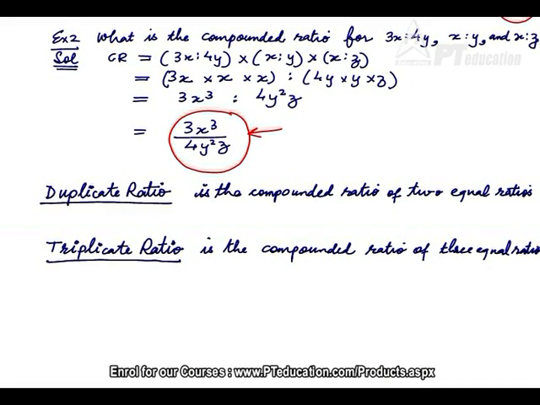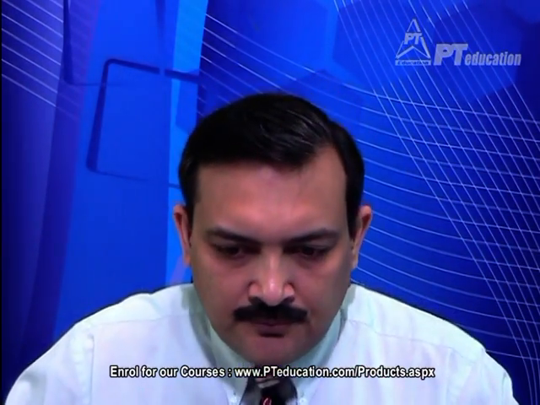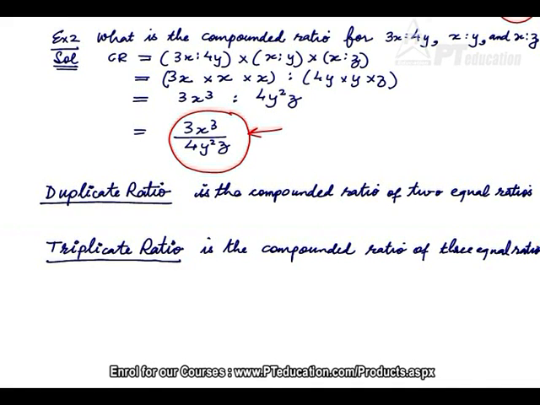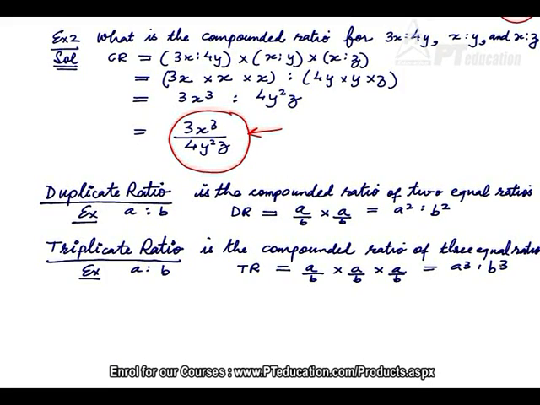Now we will study what are duplicate ratios and triplicate ratios. Very simple. A duplicate ratio is the compounded ratio of two equal ratios, and the triplicate ratio is the compounded ratio of three equal ratios. So let's see on the screen. Duplicate ratio is the compounded ratio of two equal ratios, and triplicate ratio is the compounded ratio of three equal ratios.